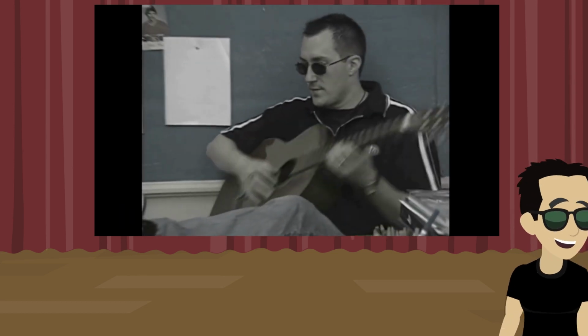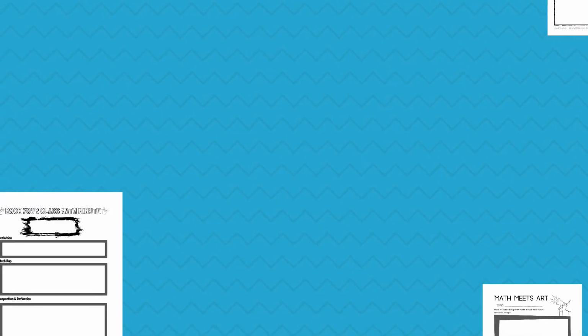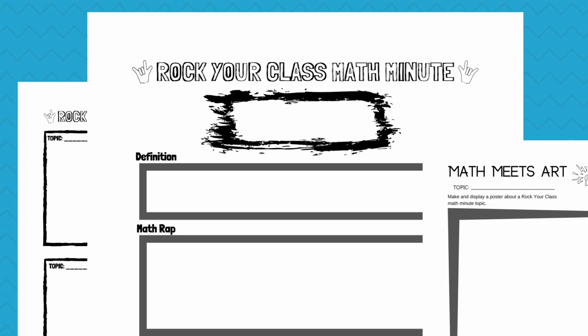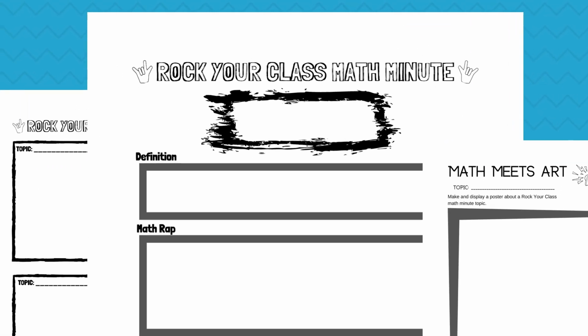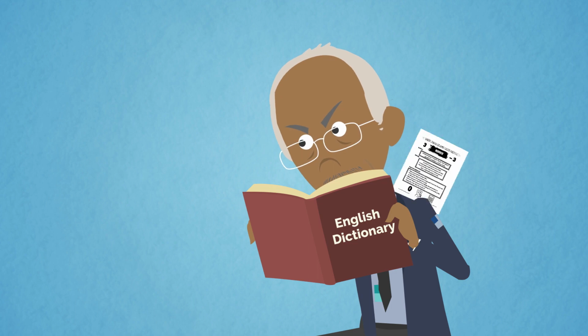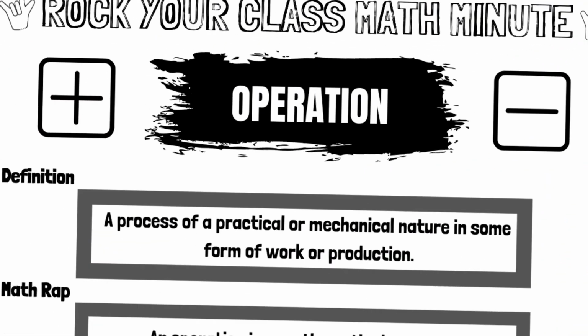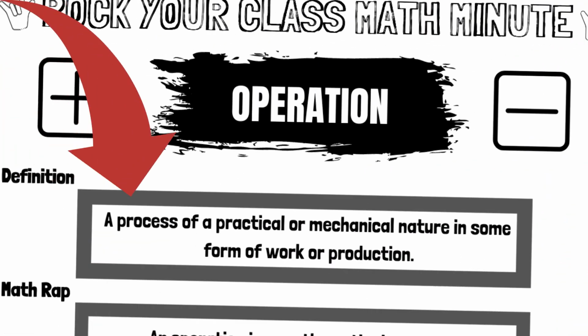Get ready for today's Math Minute topic. Operation. What does the dictionary say? A process of a practical or mechanical nature in some form of work or production.